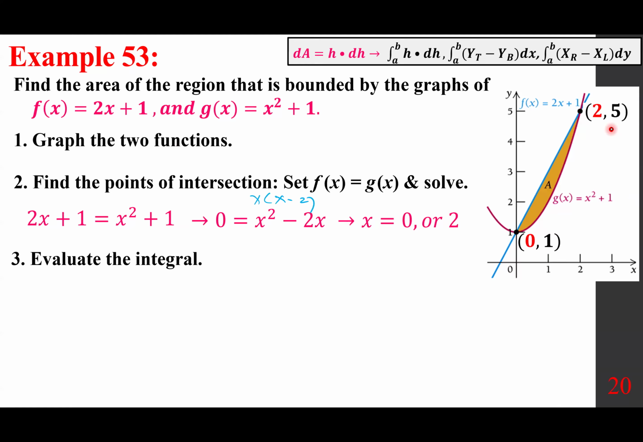We're going to evaluate it. And so you have to come up with an increment of an area. I'm going to call it dA is h dh. So this one is y of the top minus y of the bottom. And if you look at this, you're going to swoop it across the x-axis. That's y dx. So the top comes from the line 2x plus 1. The bottom comes from the curve x squared plus 1.